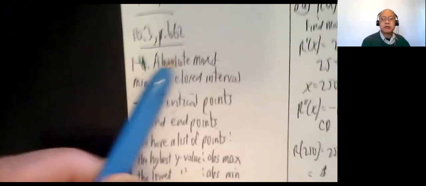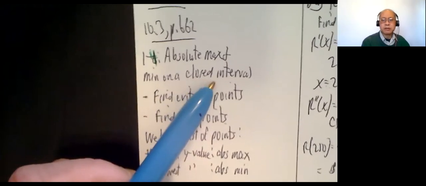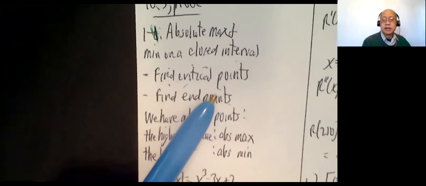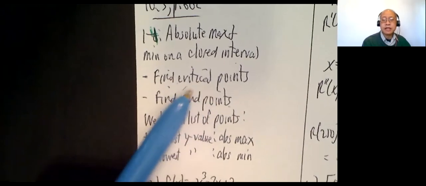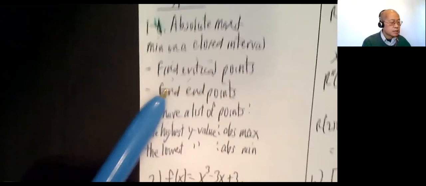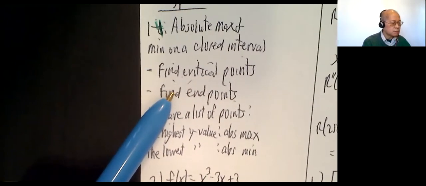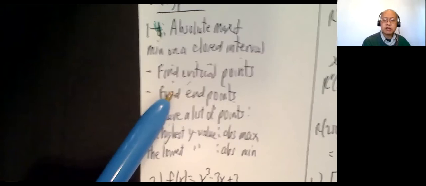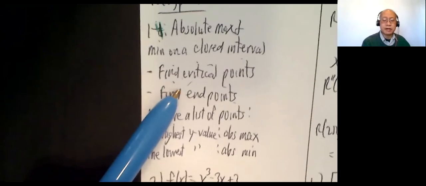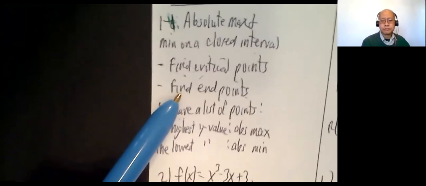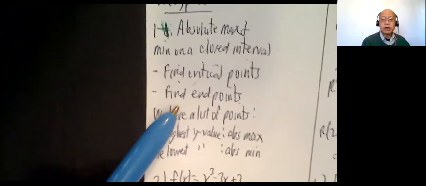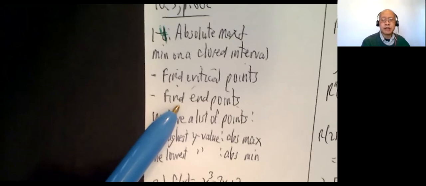Okay, absolute max and min on a closed interval. Find the critical points. That's the same as last time, right? Take the first derivative, set it equal to 0. And you also have to set it equal to undefined technically, but they aren't going to give us any problems like that, and I won't either. Then you also have to check the endpoints. You must plug in the endpoints.